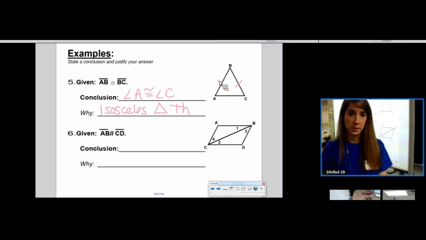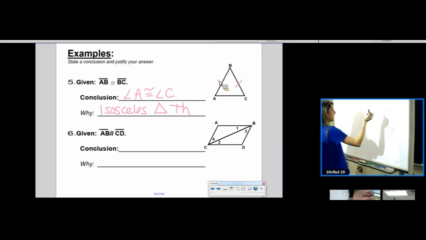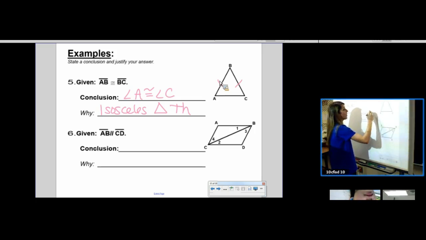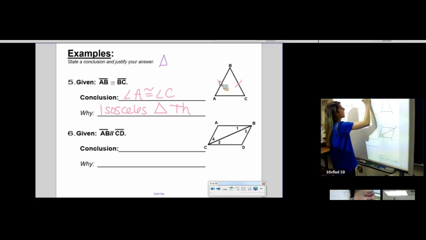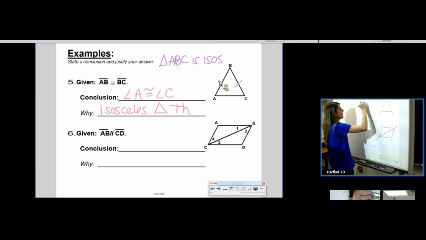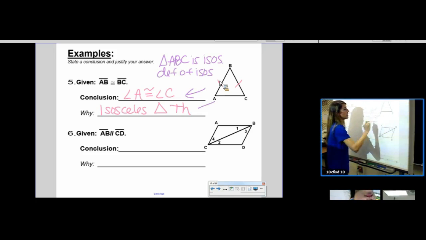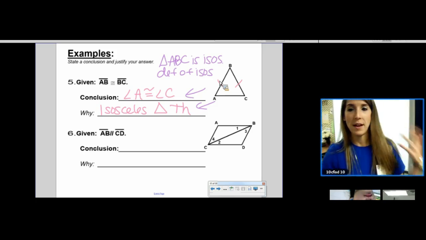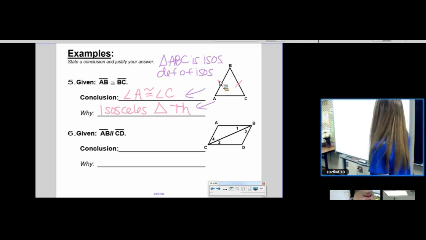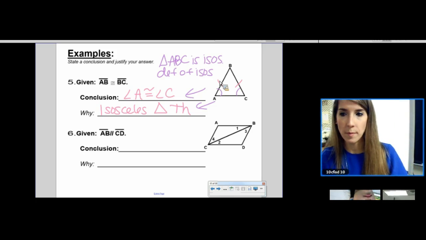But your conclusion could have also been, let me give you part B, I'll do it in a different color: triangle ABC is isosceles. You could have stated that, and then your reason would have been definition of isosceles. But I'm going to tell you that this one is going to be more beneficial to us because if we're doing theorems, we need things to be congruent.